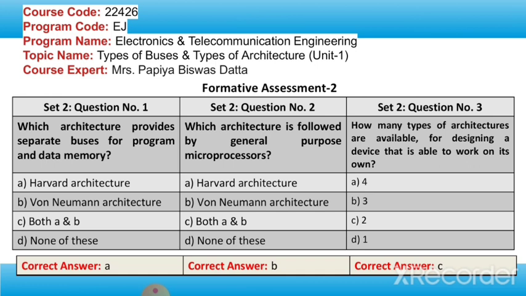As all the answers are given here, I'll explain it. Which architecture provides separate bus for program and data? That is Harvard architecture. Which architecture is followed by general purpose microprocessor? That is von Neumann architecture. And how many types of architectures are available for designing a device that is able to work on its own? Two architectures, that is von Neumann and Harvard architecture.